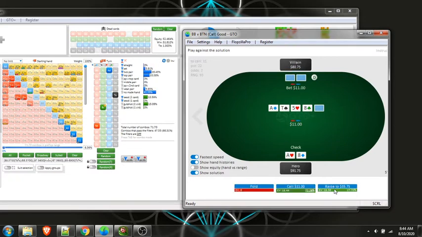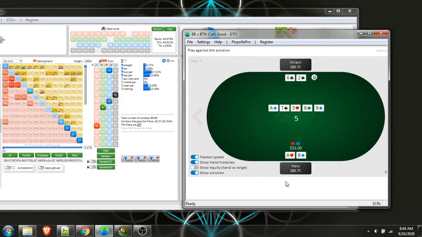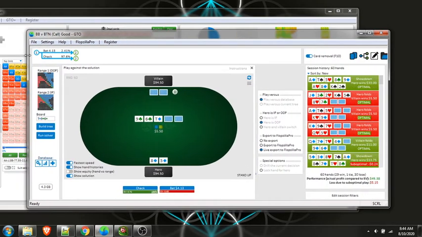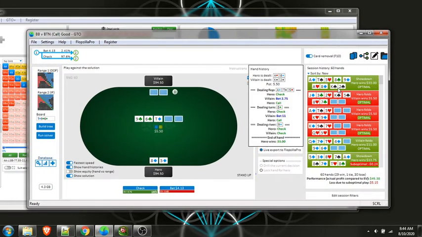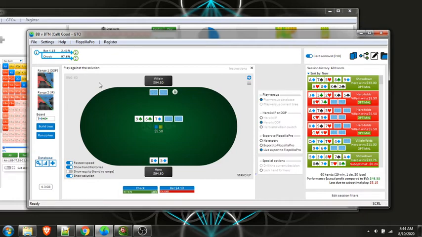We'll check again. It does not advocate a raise here, but I kind of like a check raise here. We'll check call. Check. So he had king deuce. He would not have called a check raise there. King high.